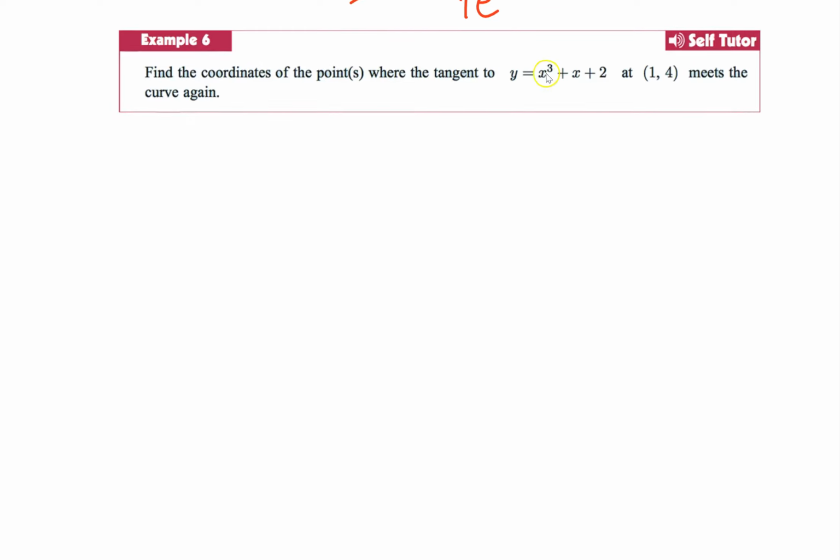So look at this one. Find the coordinates of the point where the tangent to y equals x cubed plus x plus 2 at (1, 4) meets the curve again. Right? So we have something like this. And what it's saying is, if we find our tangent line to the point right here, if you draw a tangent line, where the graph's going to go, you're going to hit it again.